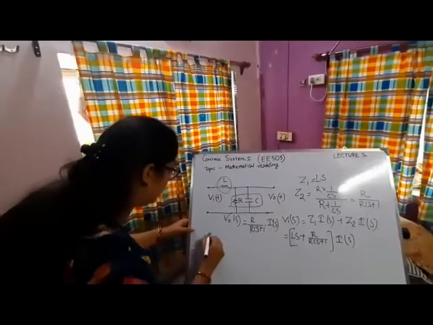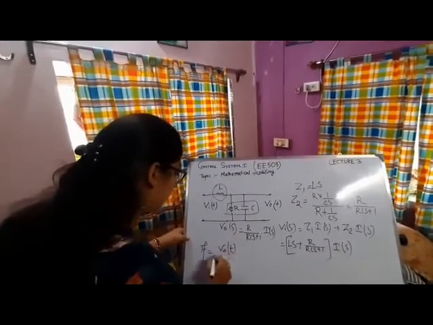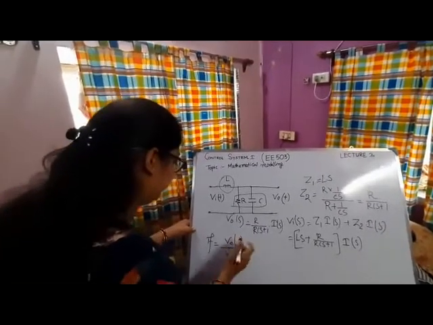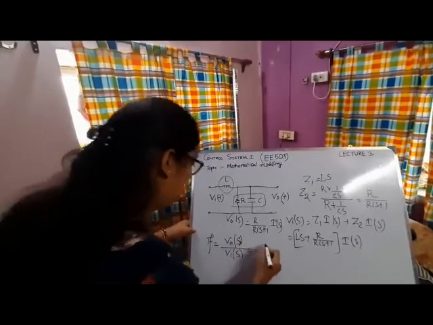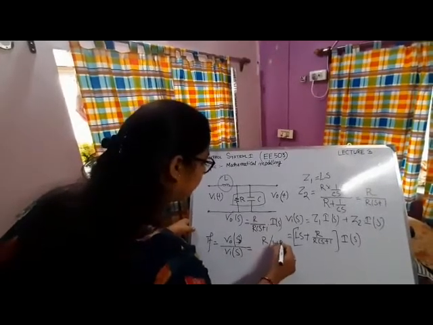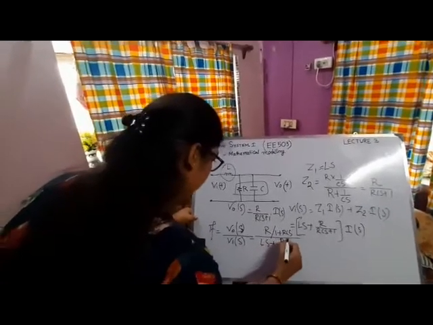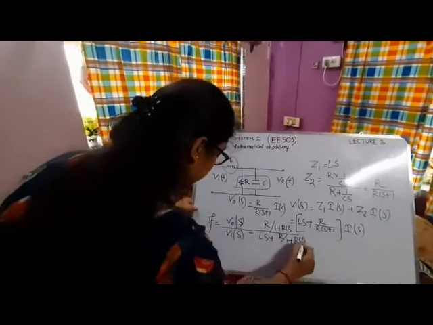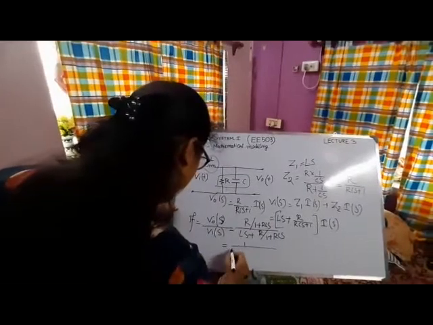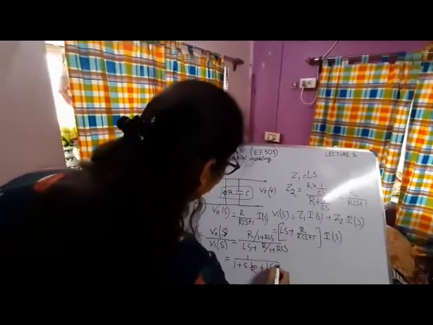Next, the transfer function is equal to output by input in the Laplace domain when all initial conditions are 0. So it is V_0(s) divided by V_i(s), that is equal to R by (1 plus RCs) whole divided by (Ls plus R by (1 plus RCs)), and calculating this we can find that it is equal to 1 divided by (1 plus s L by R plus L C s squared).